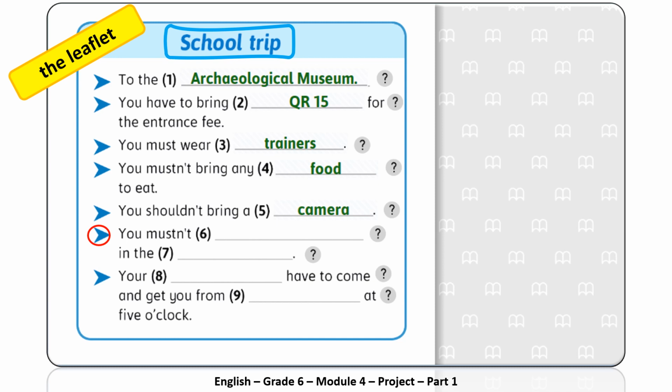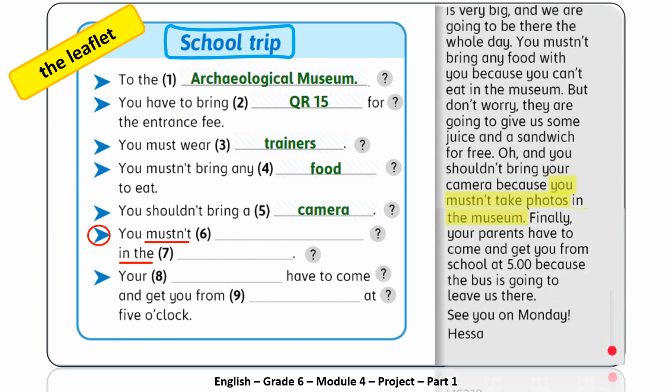Then you mustn't ___ in the ___. Let's go to the email. You mustn't take photos in the museum. So the answer is take photos in the museum.